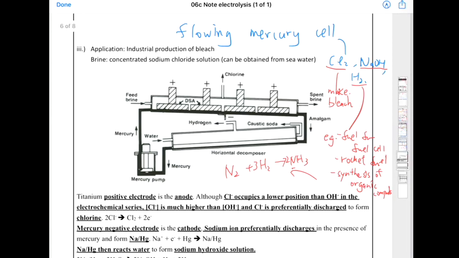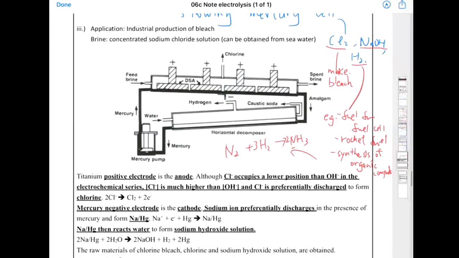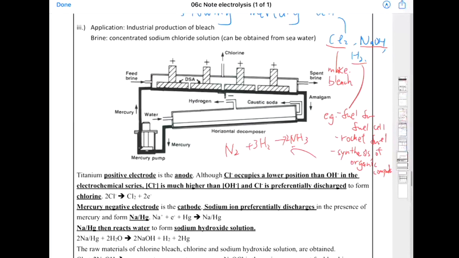Then go back to this setup. And the difference between this one and the YouTube one is that we make use of other things as the electrode. For the positive electrode, we now use titanium, Ti, as the positive electrode instead of graphite.